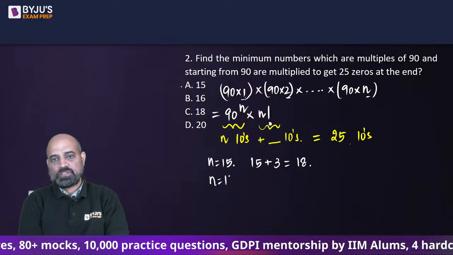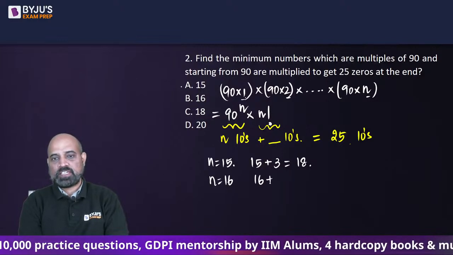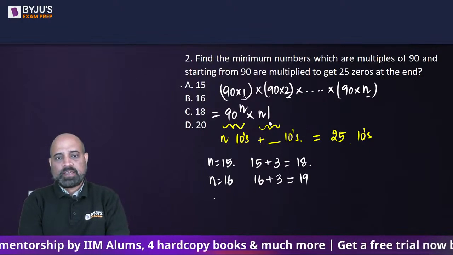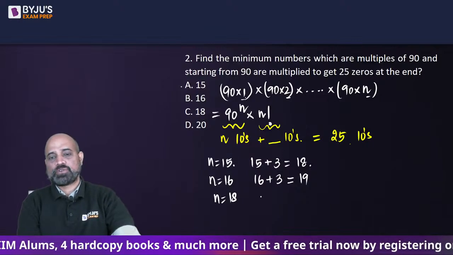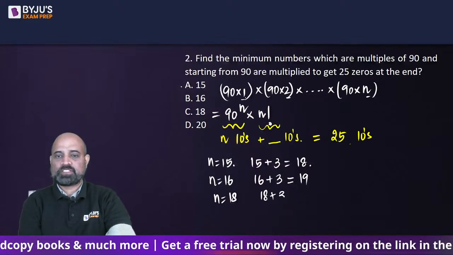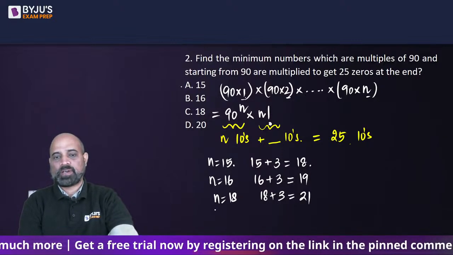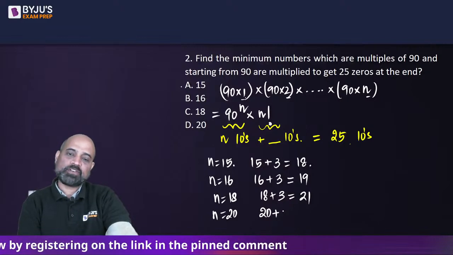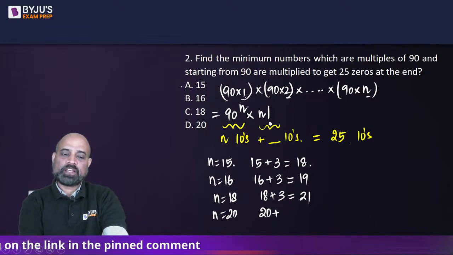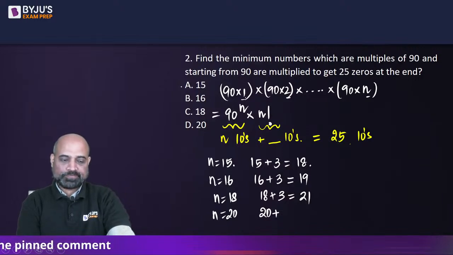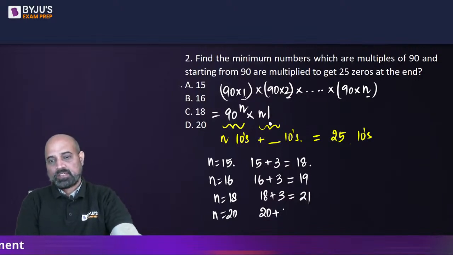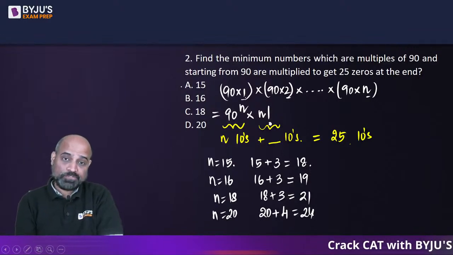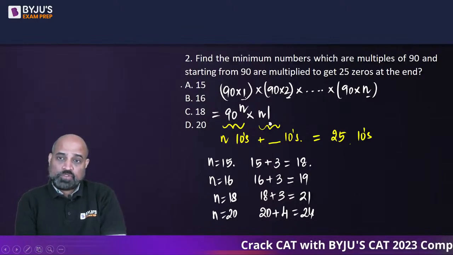Okay. Let's take n is equal to 16. If I take 16, I will have 16 plus 16 factorial will still have 3. So this will result in a 19. If I take n is equal to 18, this is going to give me 18 plus 18 factorial will still have 3. So this will result in a 21. If I take n is equal to 20, this will have 20 plus 20 factorial will have a total of 24. So even though I change the language, I will not have a total of 25 zeros at the end.